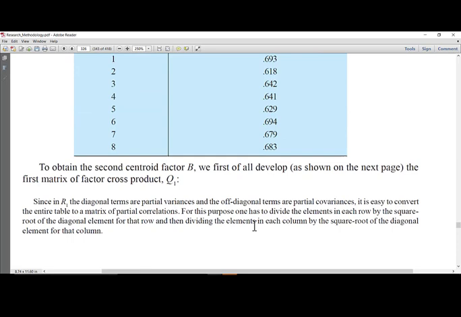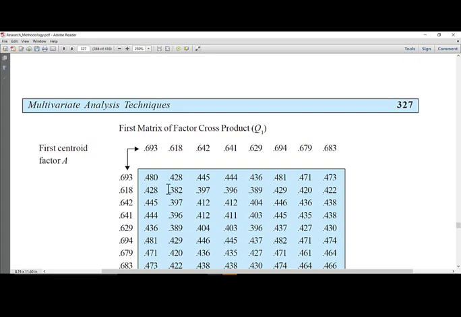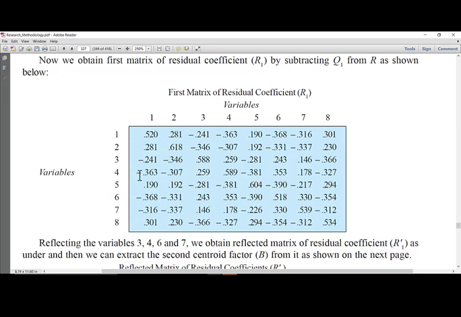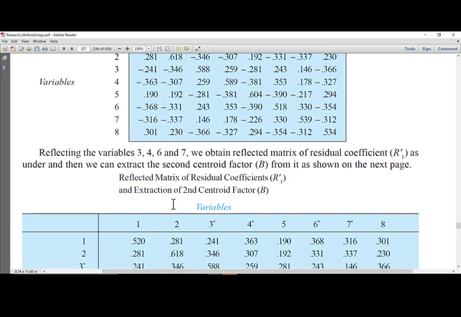Then we have calculated matrix Q1, and here the relationships of the variables with the first centroid factor are written. Those are multiplied, and this first matrix of factor cross products is obtained. Then this matrix Q1 is subtracted from R. Then we got this R1 matrix. And here some variables correspond to negative signs, so we have made the reflected matrix by converting those negative signs to plus signs.